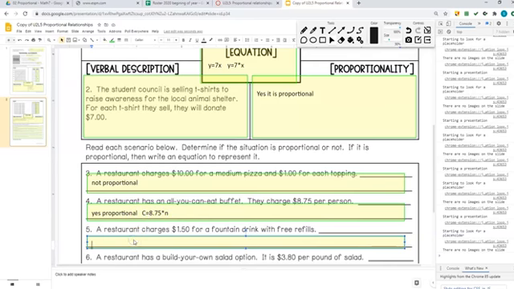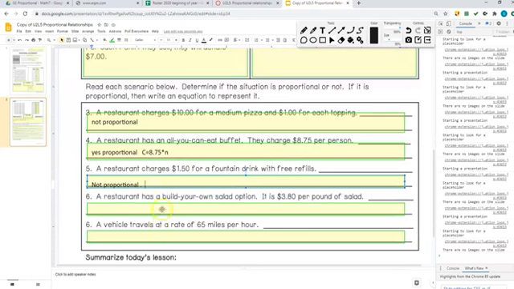Let's read this next situation. A restaurant charges $1.50 for a fountain drink with free refills. Alright, this is not proportional. Okay? So if you drank one drink, you'd pay $1.50. But if you drank two, you'd still pay $1.50. If you drank three, you'd still pay $1.50 because your refills are free. Alright? Let's read 6 and, ooh, it looks like 6 got repeated, so it's actually 6 and 7.